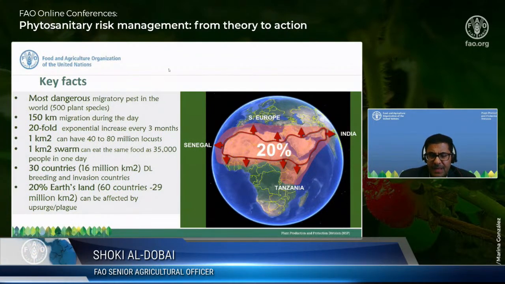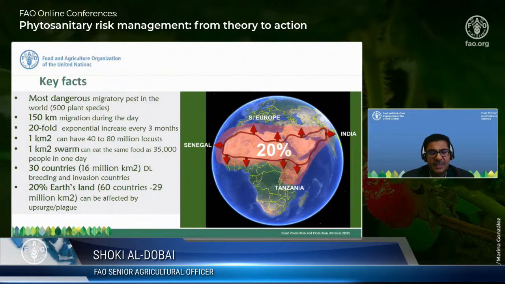As you know, the desert locust is considered the most dangerous migratory pest, attacking more than 500 plant species. It doesn't differentiate between crops or any other plants. So it's a very voracious pest that can consume 2 grams of plants every day. And one swarm of 1 square kilometer can consume as much food as 35,000 people per day.